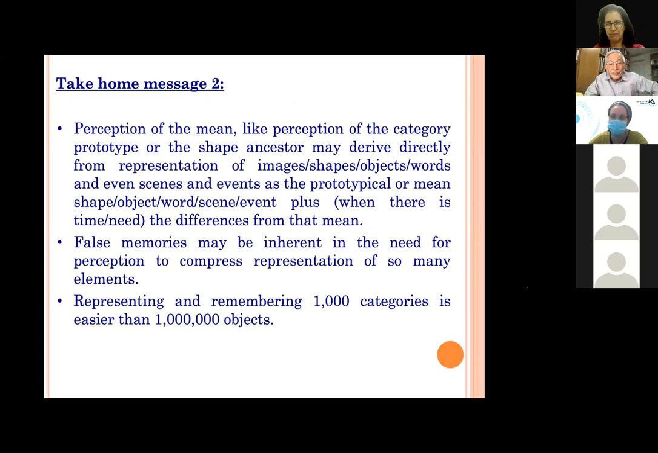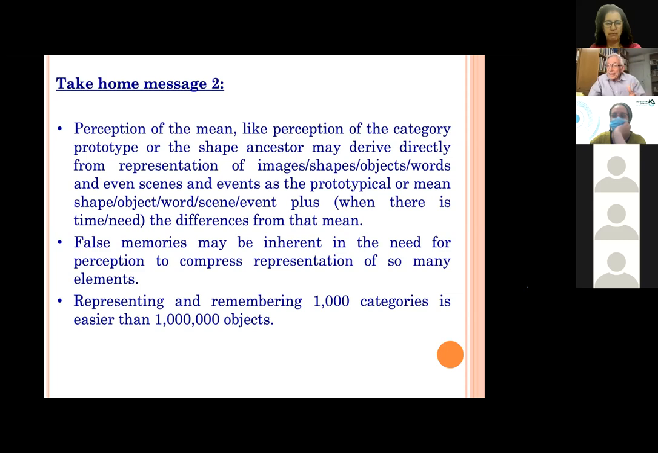False memories may be inherent in the need for perception to compress representation of so many elements. Mean false memories are like all illusions. Illusions in general, the optical illusions, visual illusions, are there because the mechanism is correct and useful, but it's used in the wrong way for this particular test.